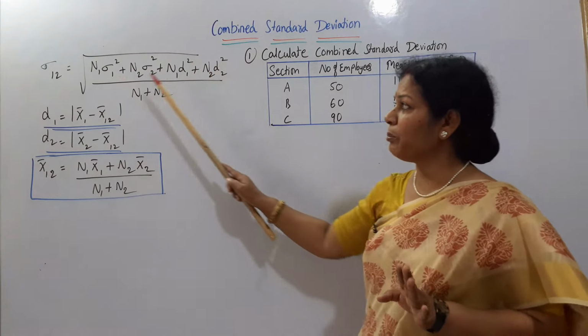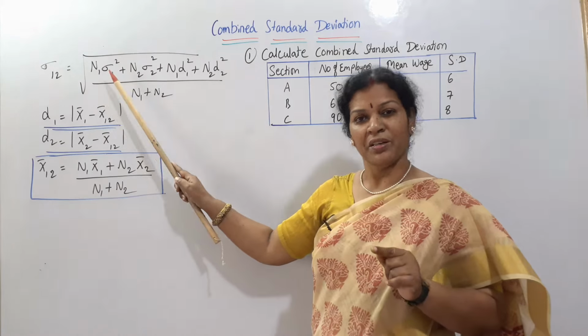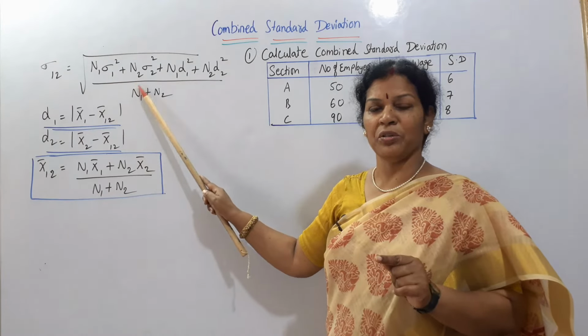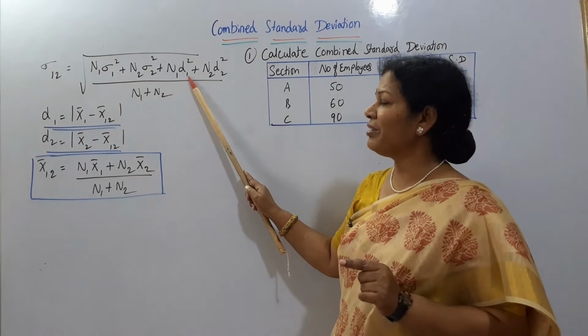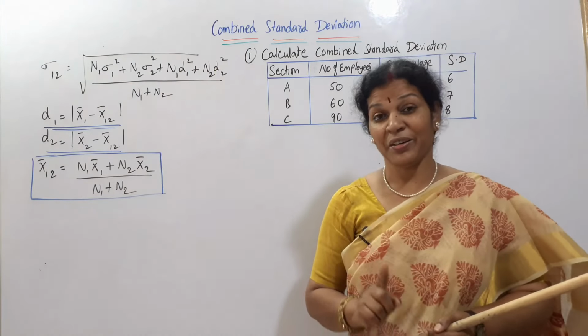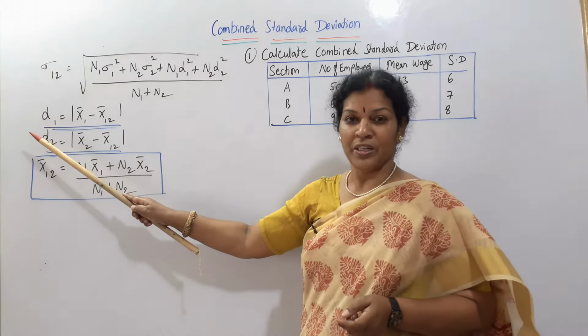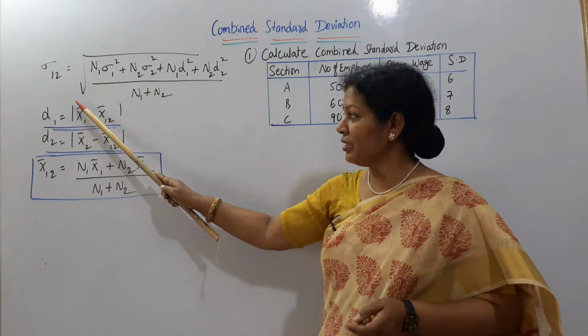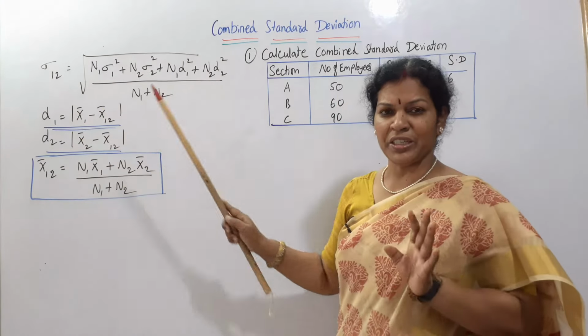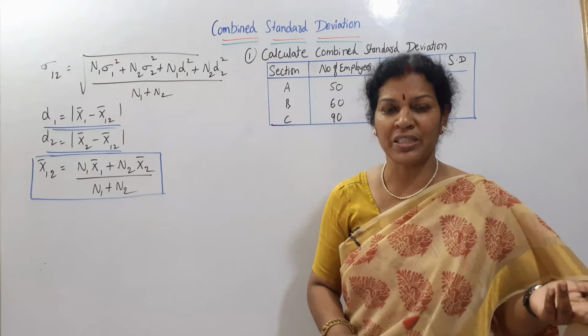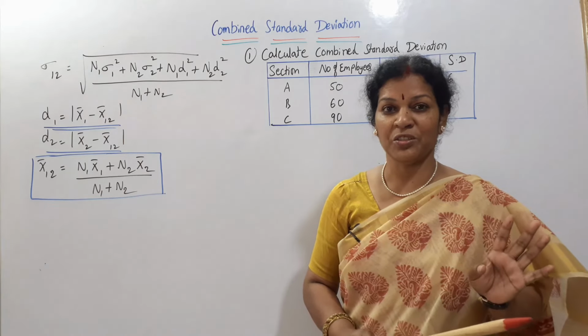Now here you remember that N1 is given, rho 1 is also given, N2 is given, rho 2 is also given. What is this D1, D2? To calculate D1, D2, there is a formula. D1 formula is equal to mod. Always we take it in mod. Mod means we are ignoring the signs. If it is minus also, it turns into plus.